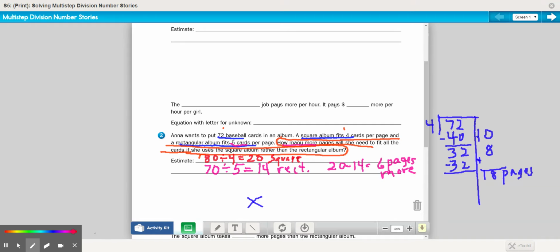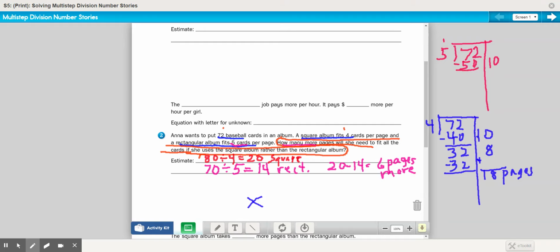Now let's do the rectangular. For the rectangular, I chose a different color, and I'll do it up here, up at the top. So let's go ahead and do 72 again, but it's going to be divided by 5 because the rectangular fits 5 cards per page. All right, same old method. Hopefully I have enough room. So 5, I'm going to go with 10 again. 5 times 10, 50. We love those 10s.